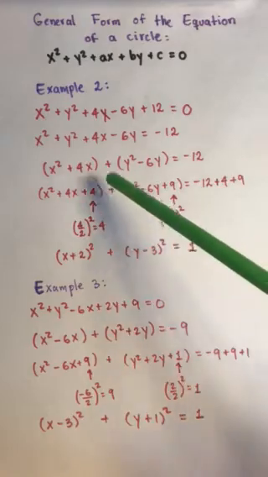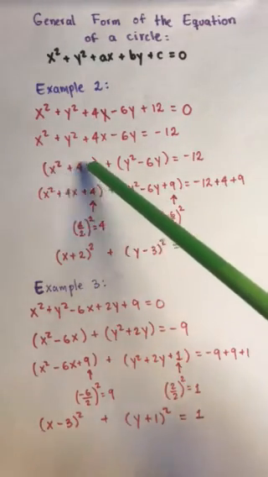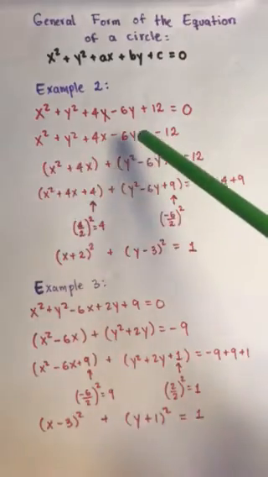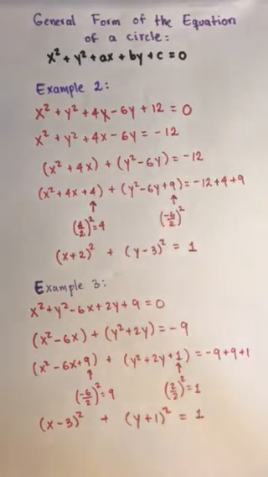Now we make groups. Everything that has an x goes in this group, and everything that has a y goes in this group. Why do we do that? Because now we can use the method of completing the squares. How can we do that?